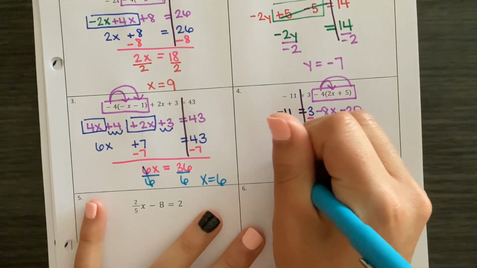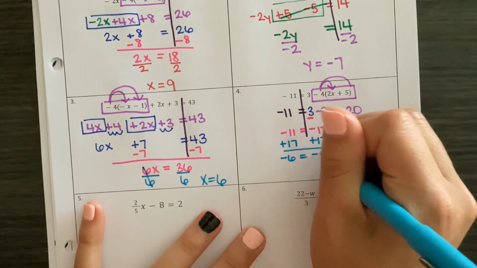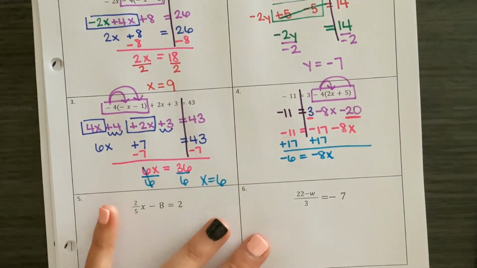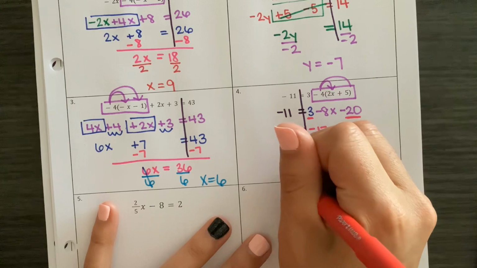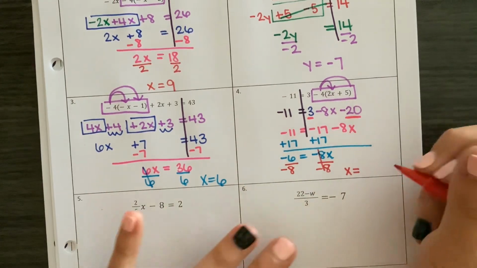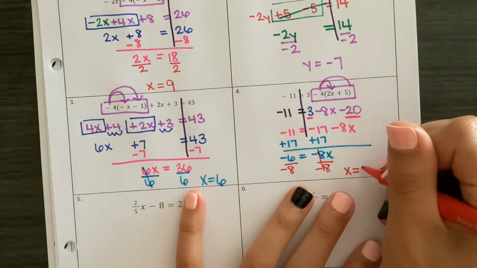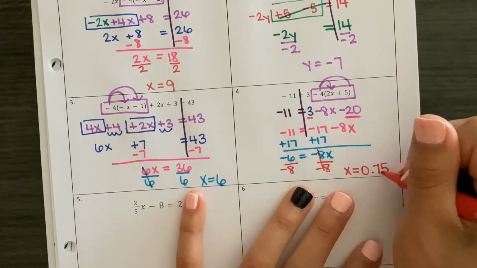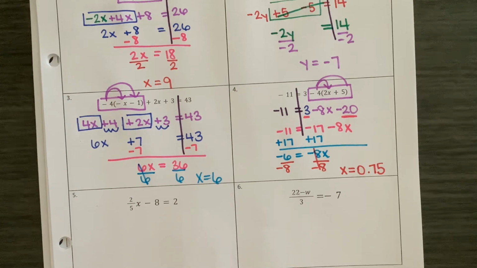We get -6 equals a -8x. I'm going to divide by my -8 because that's what's with my x. X equals a +0.75. Guys, do not freak out if you don't get a whole number. That's fine if you get a fraction or a decimal.